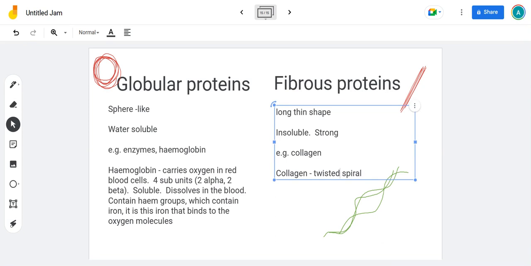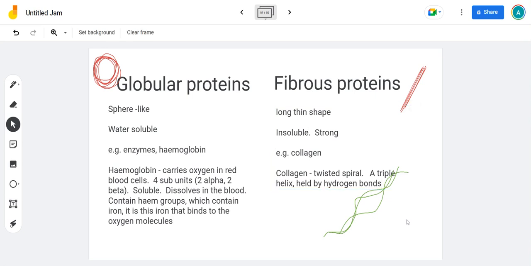So, like you needed to know about the hemoglobin, that was four subunits, two alpha, two beta. In terms of collagen, you need to know that it's a triple helix, which means it's made of three helices wound around each other, and that they're held by hydrogen bonds. It makes a very strong molecule that's insoluble. Okay, so just make sure you know those few facts about specifically hemoglobin and specifically collagen because they're the two that are quoted in your specification. All right, and that's the end of that one.